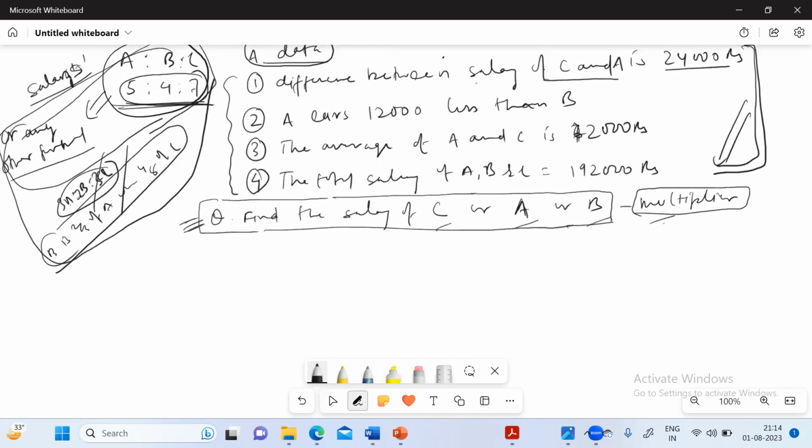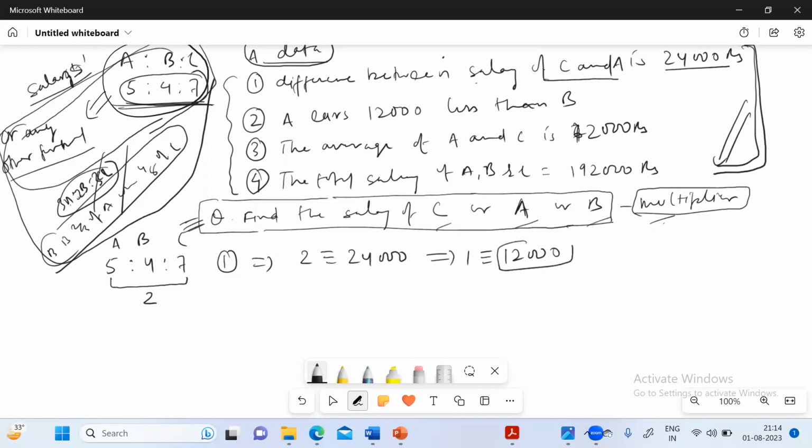So I can see that the ratio of A to B to C is 5 to 4 to 7. And we see that the difference between 7 and 5 is 2. So what they are giving me through the first statement is that the value of 2 is 24,000. So the value of 1 is 12,000. And with this, I got the value of the multiplier. Now, if they are asking the salary of C, I can just multiply 7 into 12,000 and I will get the salary of C.